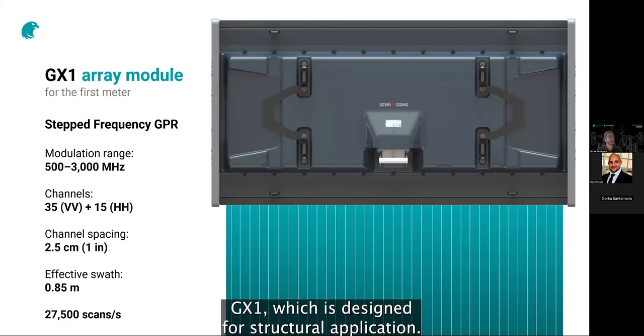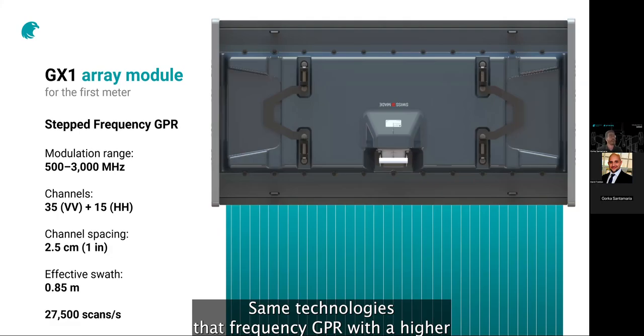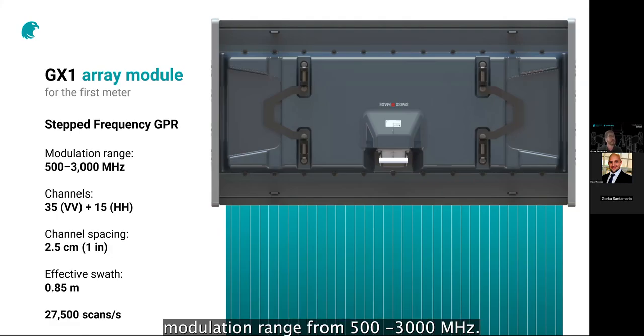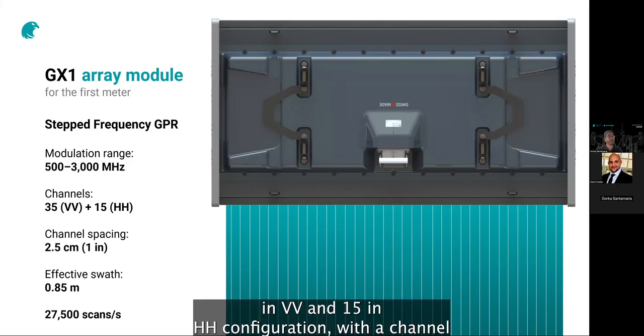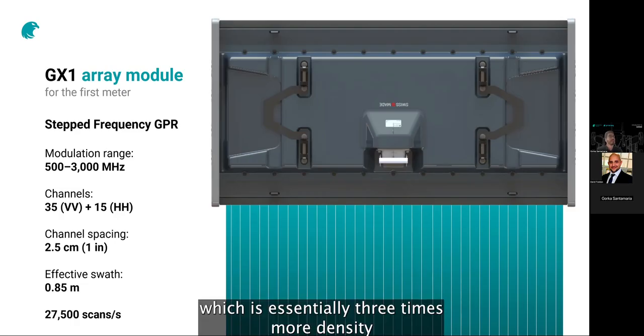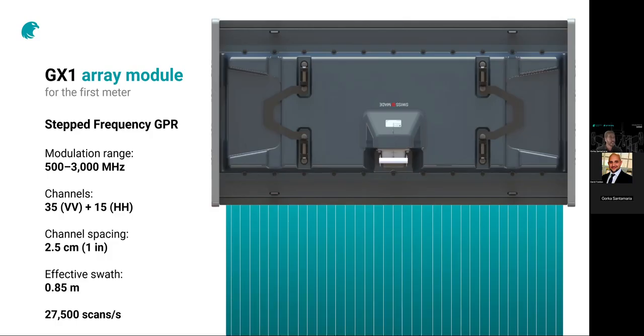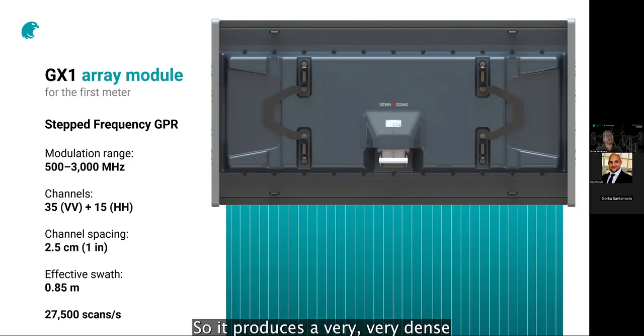If we look at the GX1, this is even more impressive. GX1, which is designed for structural applications, so essentially we are talking under a meter of depth. Same technology, step frequency GPR, with a higher modulation range from 500 to 3000 megahertz. Here we have 2 polarizations of channels, 35 in VV and 15 in HH configuration, with a channel spacing of just 2.5 centimeters or 1 inch, which is essentially 3 times more density than the previous status quo in the industry. So it produces a very, very dense array of information.